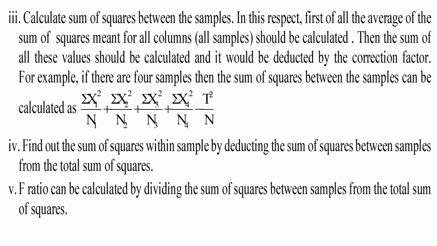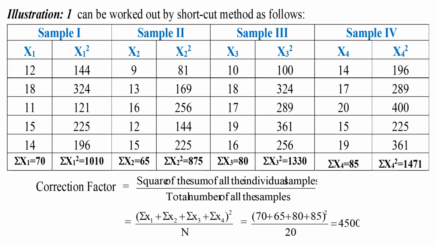4. Find out the sum of squares within sample by deducting the sum of squares between samples from the total sum of squares. 5. The F ratio can be calculated by dividing the sum of squares between samples by the sum of squares within samples. Illustration 1 can be worked out by the shortcut method as follows.